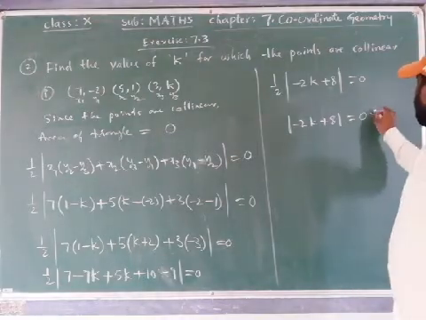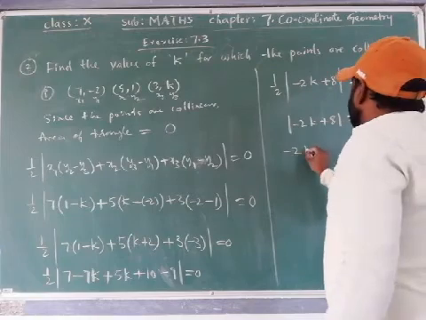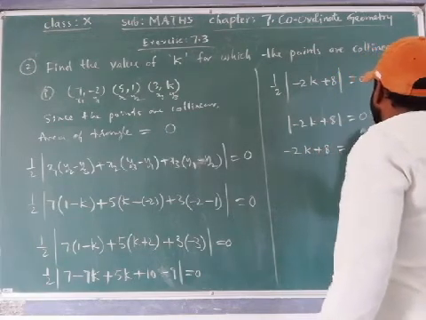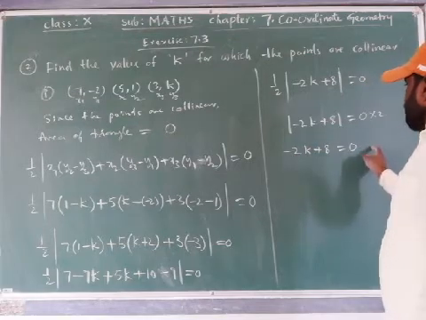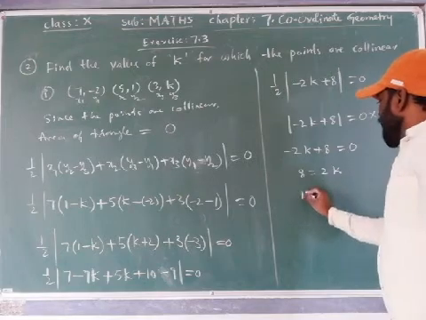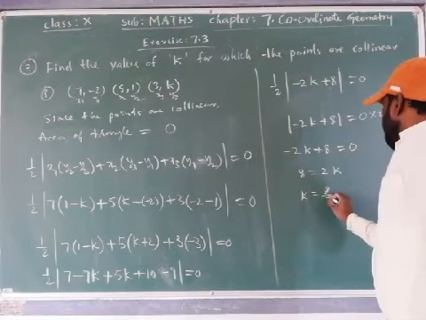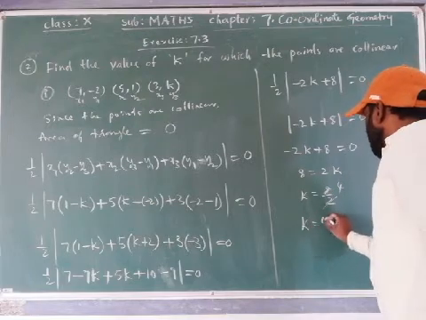0. 0 into 2. If you want to write, you can write it again. The 2 goes that side. Here minus 2k plus 8 is equal to 0 now. Now here minus 2k, when you transfer that side, it will become plus 2k. Okay. Now k is equal to 8 by 2. 2 ones are 2, 2 fours are 8. So k is equal to what?